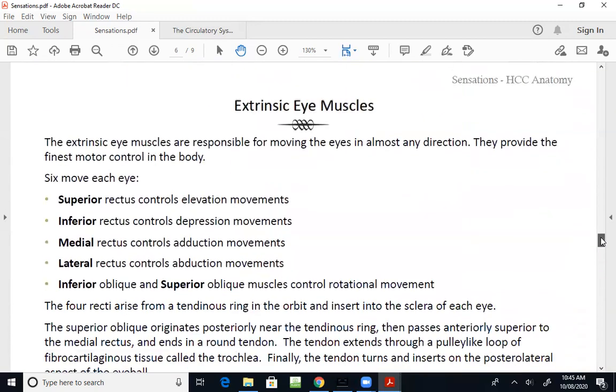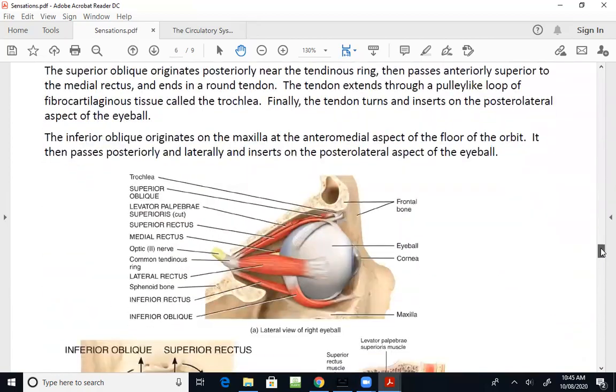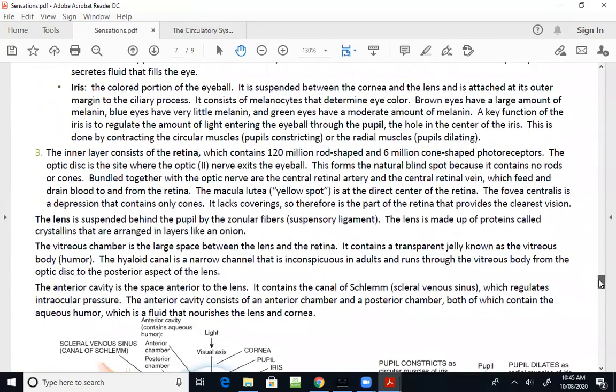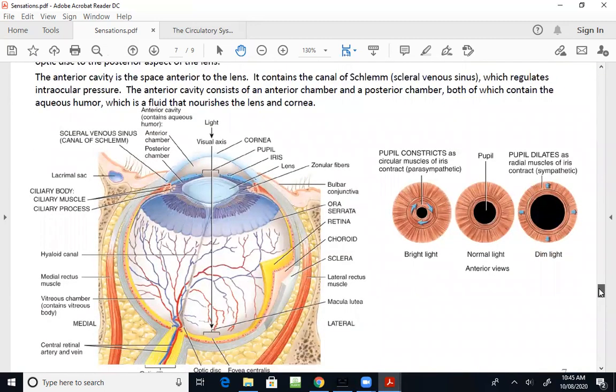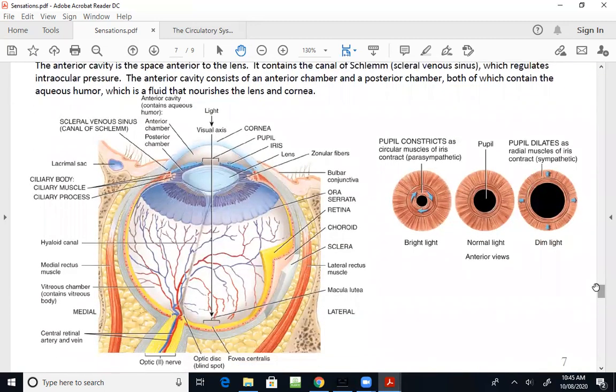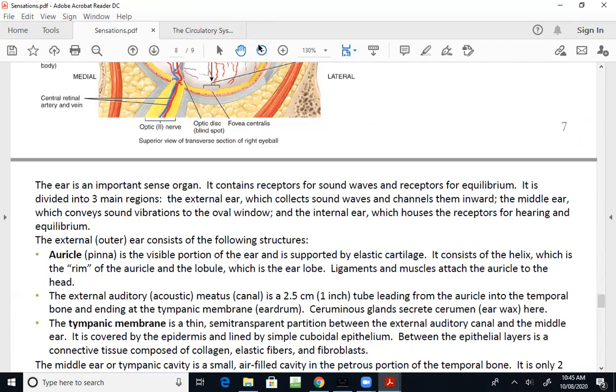Anybody ever heard of conjunctivitis before? Anybody know what conjunctivitis is best known as? Pink eye. When you get an infection and your eye turns pink due to the conjunctiva getting invaded. So that's our eyes and the structures associated with our eyes.